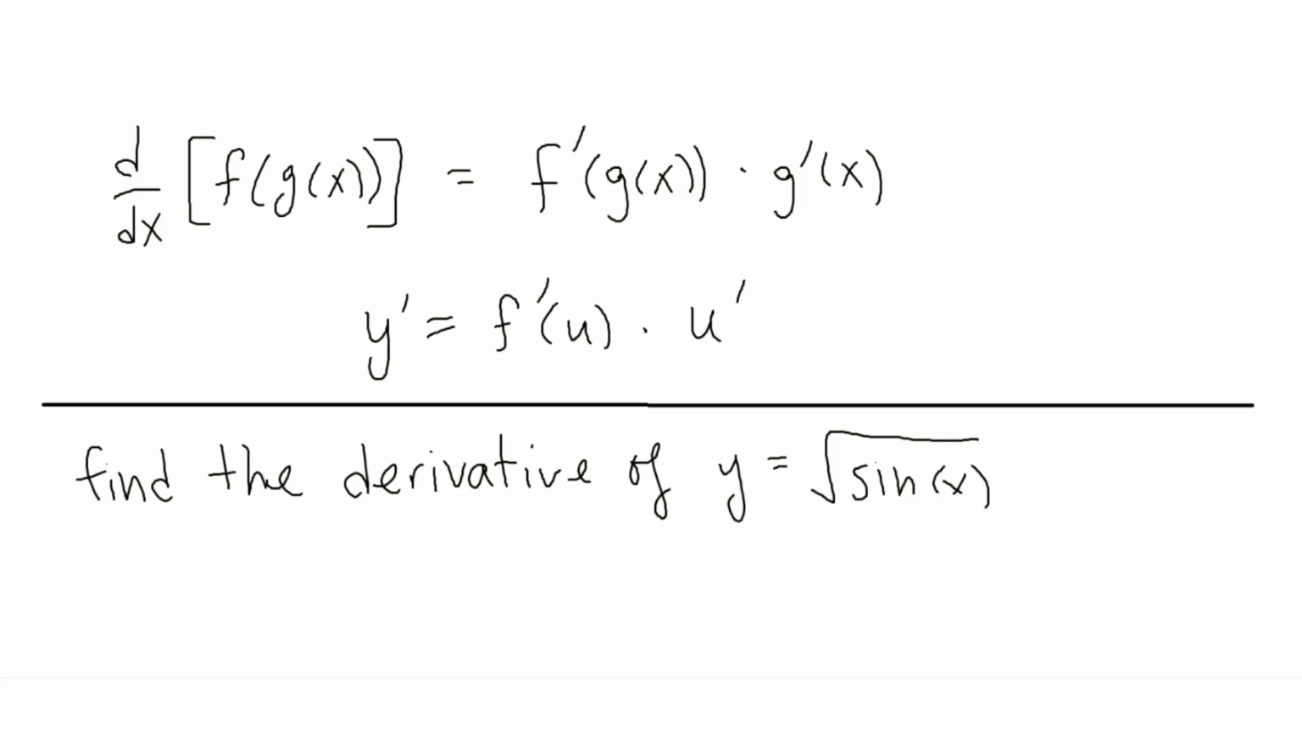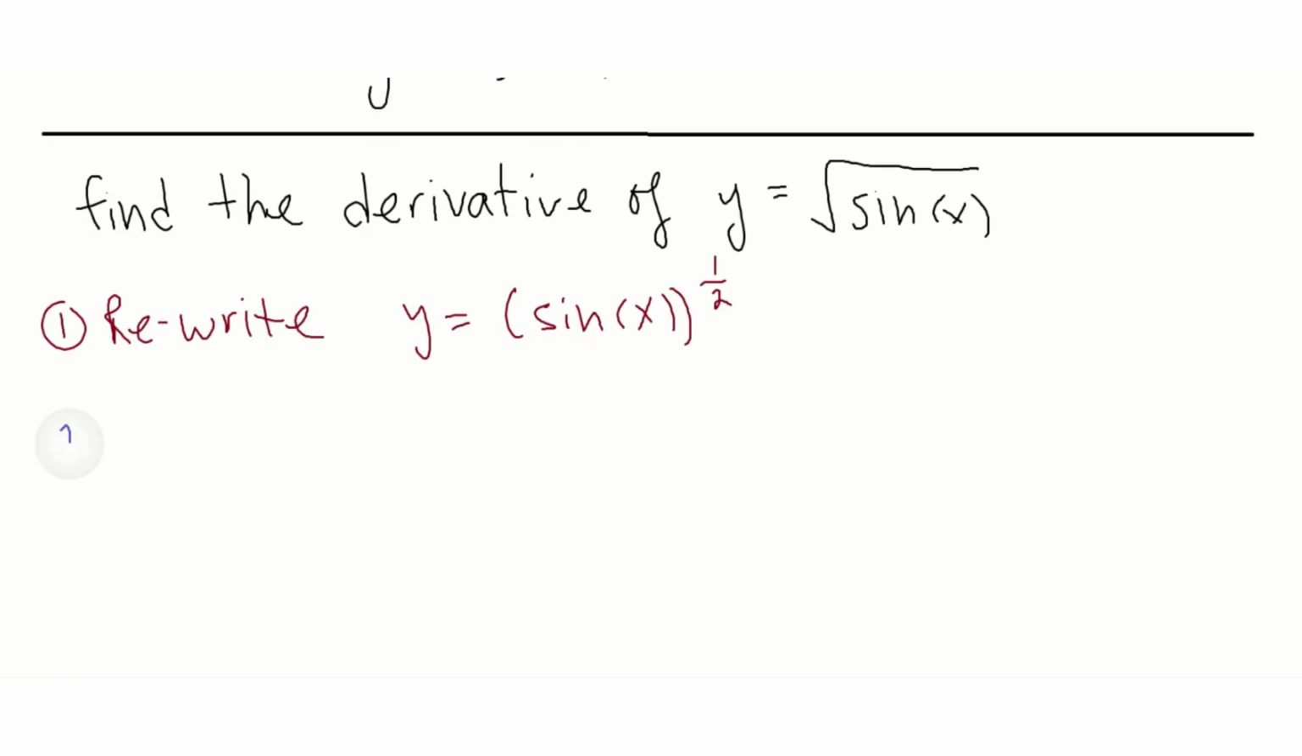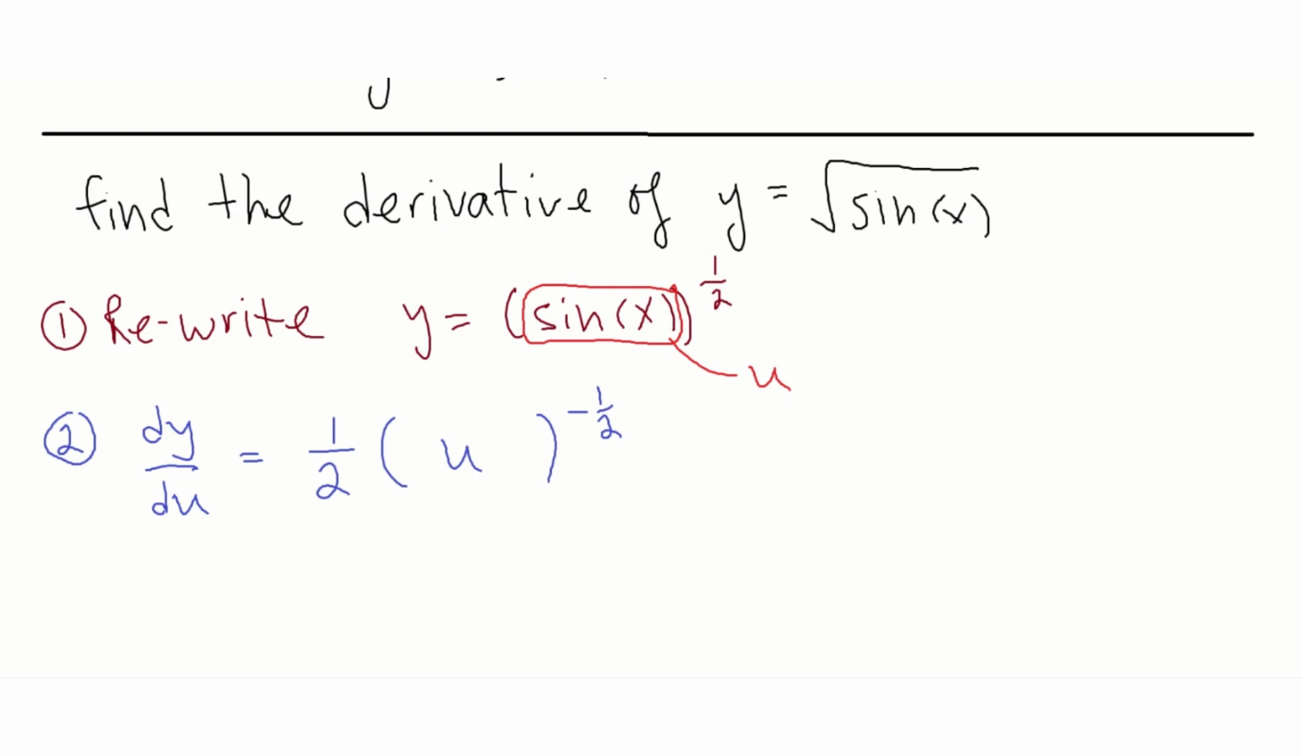Now let's use the chain rule to find the derivative of the square root of sine of x. First, let's rewrite. Then take the derivative of the outer function evaluated on the inner function. Recognize the inner function is sine of x. Following the power rule, finally multiply by the derivative of the inner function. The derivative of sine is cosine.